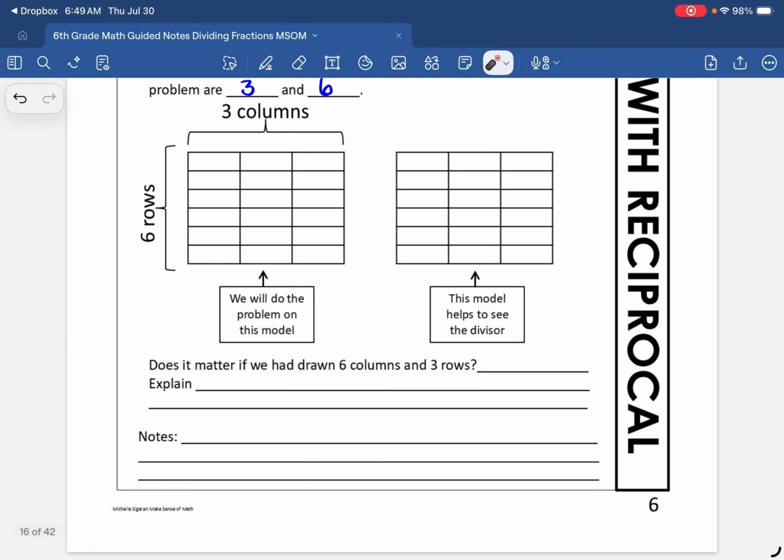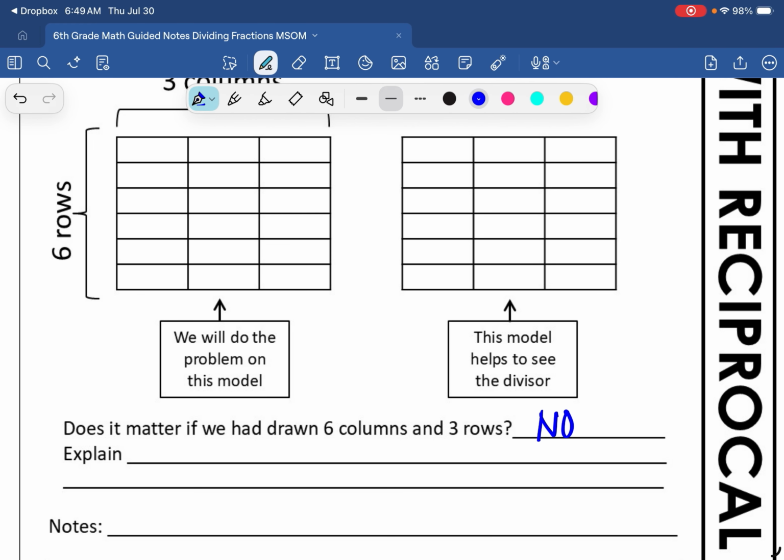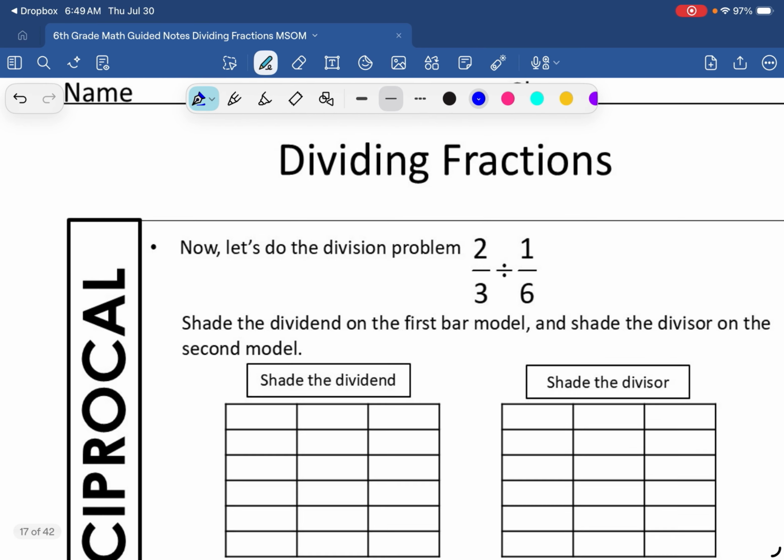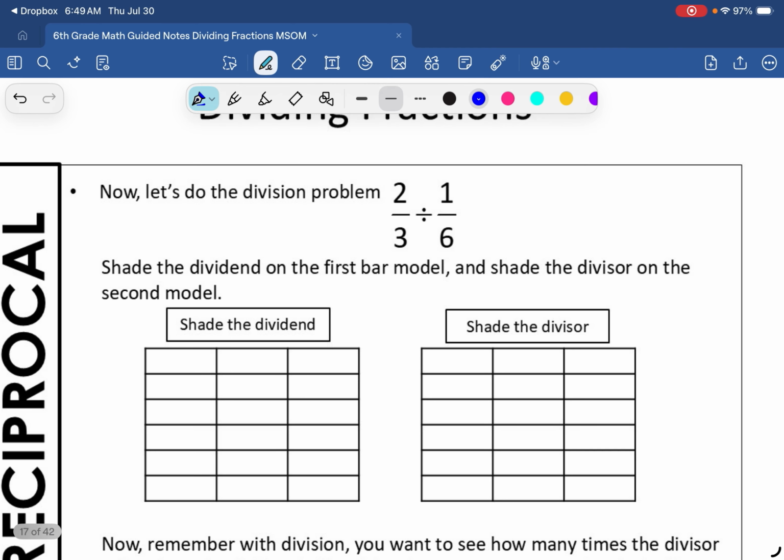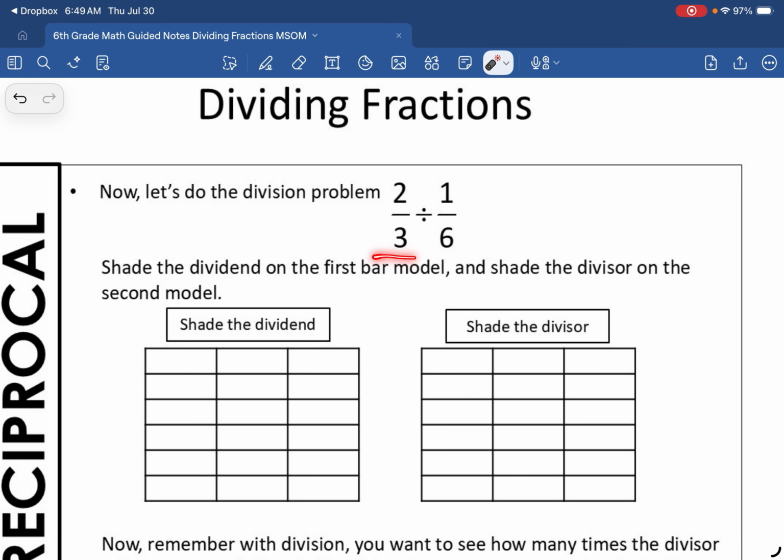Does it matter if we had drawn 6 columns and 3 rows? No, I just talked about that. It doesn't matter if I switch those because your total 18 rectangles will be the same, and that's what you need. Now let's do the division problem 2/3 divided by 1/6.